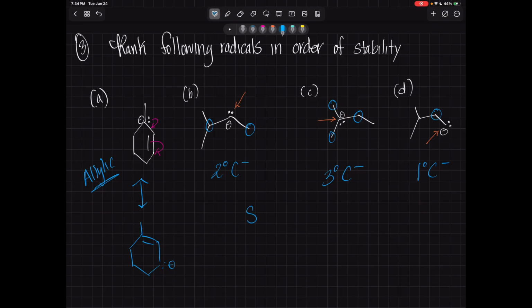And let's rank the stability. In this case, resonance, right? So A is going to take over, and is going to be our most stable. Then carbanions: the more substituted that carbanion is, the less stable it is. So in this case, our primary carbanion is going to be next, followed by our secondary, which is B, and lastly our tertiary, which is C.